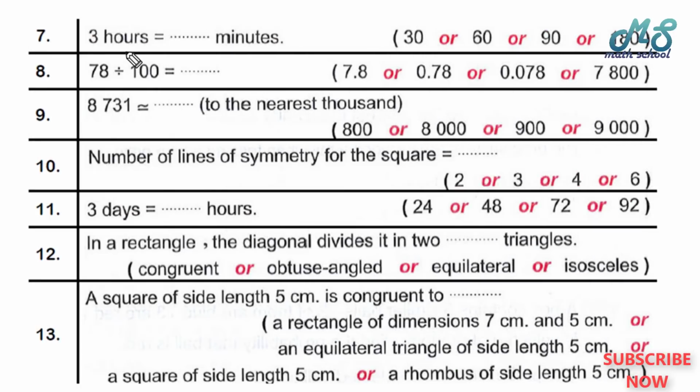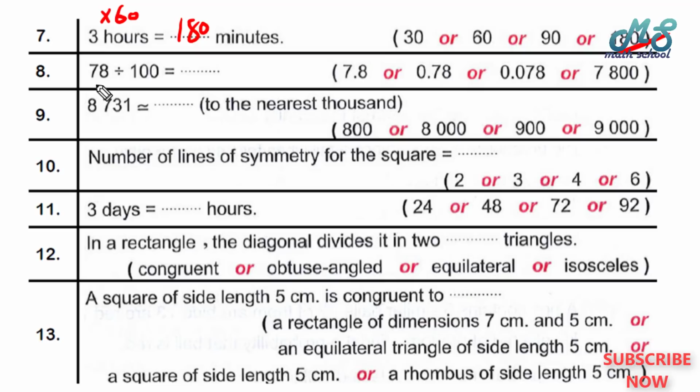Number 7 بيقول لي 3 hours equals how many minutes. كلنا عارفين الريليشن الأساسية إن ال 1 hour يا مستر equals 60 minutes. So to convert from hours to minutes just multiply by 60. 3 times 60 equals 180 minutes. So the correct answer is 180.